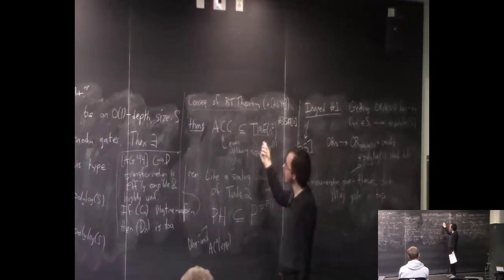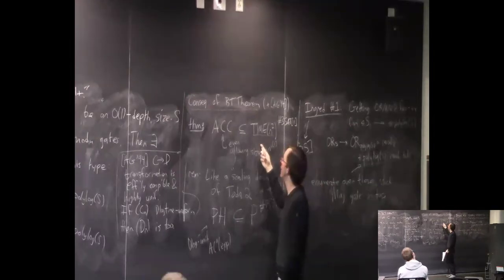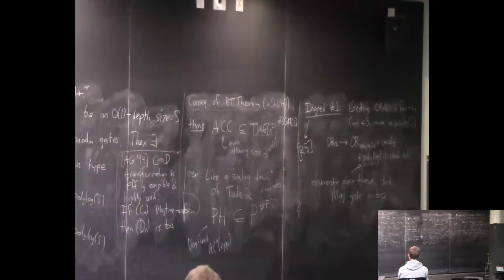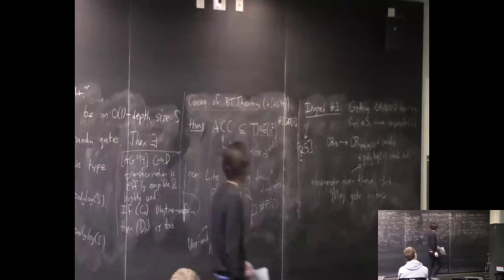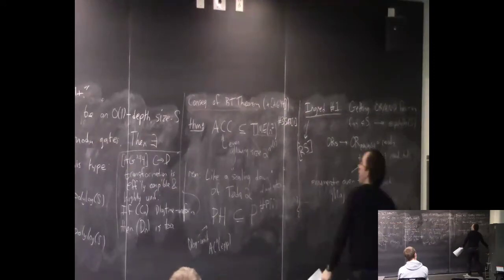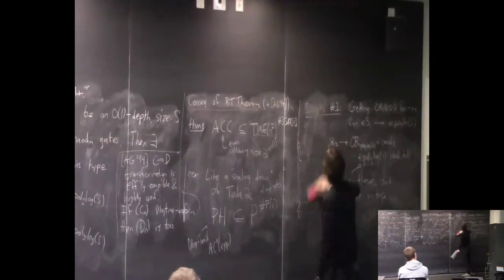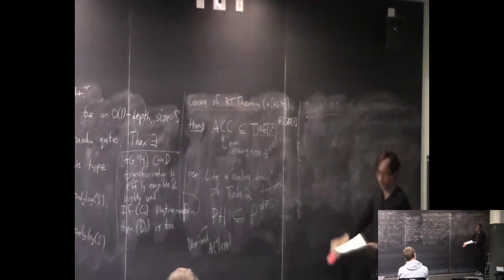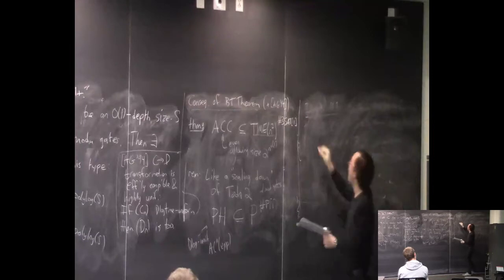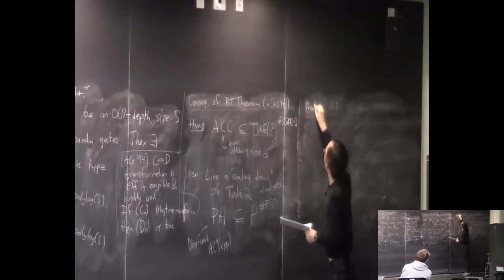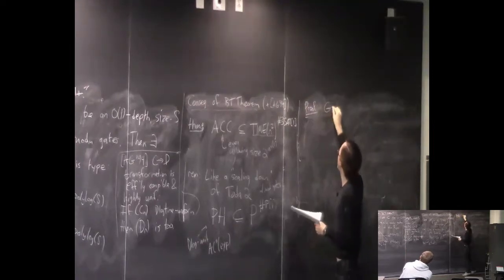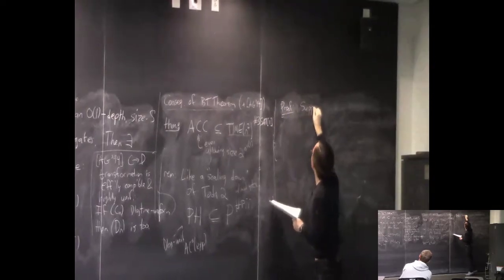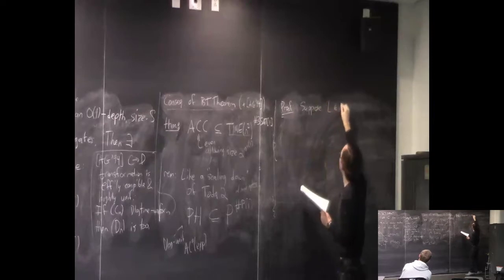Okay, and so that's a powerful result, and its unexpectedness is what is going to allow us to prove some separation down here. So let's prove it. It's not very hard given what's on the board. So suppose we have a language, L, that's in ACC.